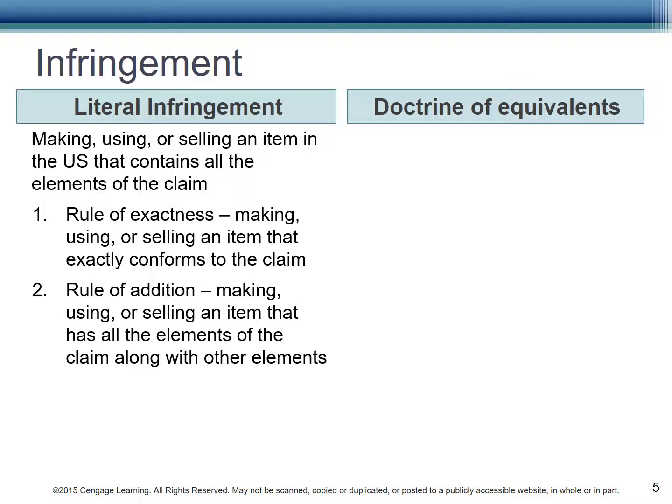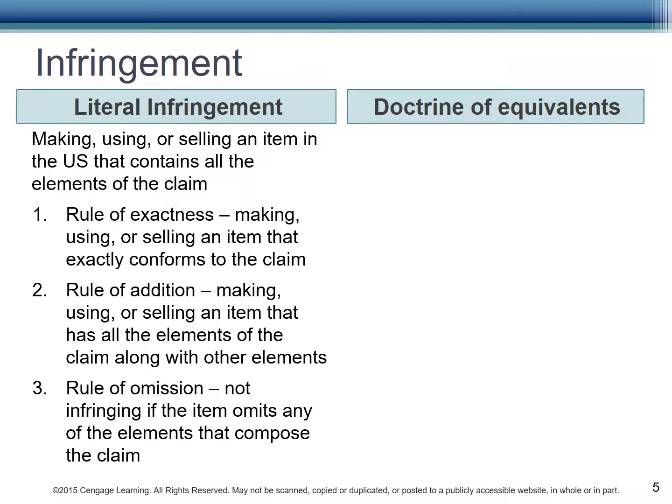The rule of addition is a little more difficult to determine. It's when someone makes, uses, or sells an item that includes the elements of the IP, but also has other elements. Is it different enough from your IP to be considered a different product? Finally, the rule of omission states that the product does not infringe if the item leaves out any of the elements of the original IP.